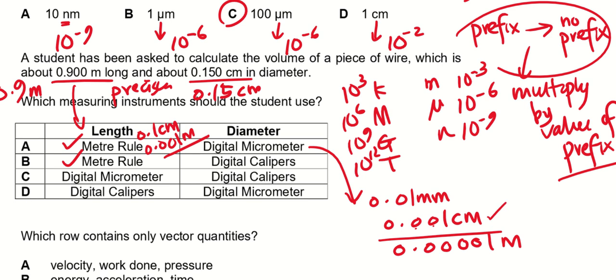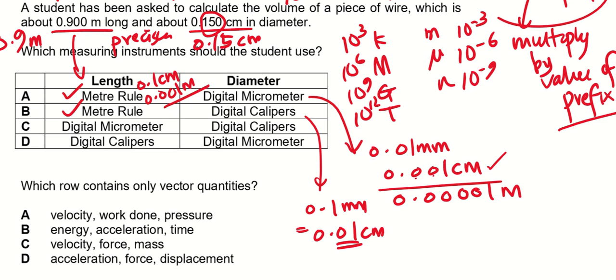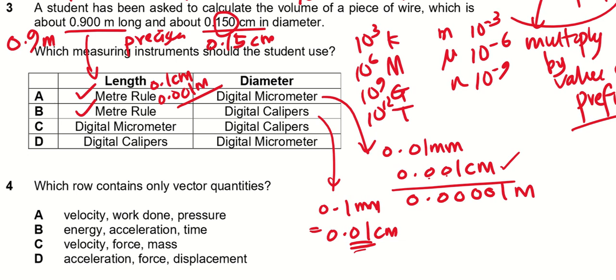Okay, how about digital calipers? What's the precision? The precision is actually 0.1 mm, which is equivalent to 0.01 cm. So you see it's only 2 dp, whereas over here is 3 dp, 0.150, 1, 2, 3 dp. But we can only get up to 2 dp of precision for digital calipers. Therefore, the answer is A. Okay, that means you need to know the precision of all these measuring instruments.